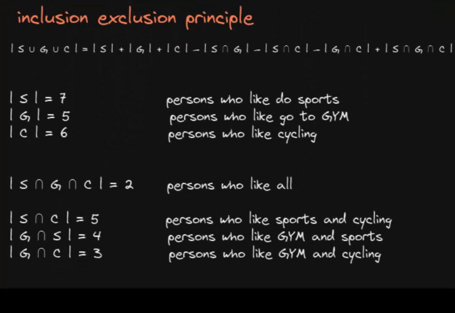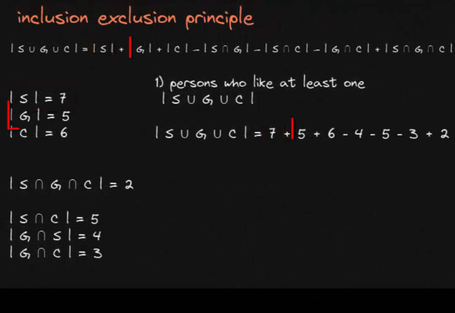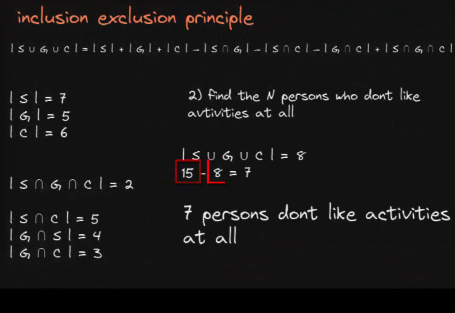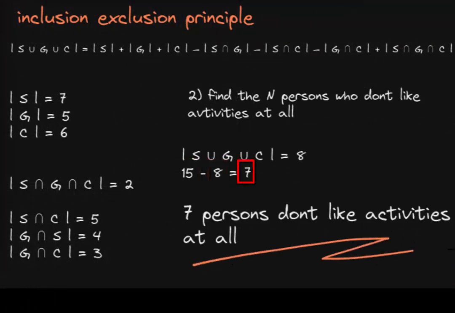Among other ways to solve this, we found that the data fits into the inclusion-exclusion principle, and the persons who like physical activities are the union cardinality. Remember that those right here are not persons, but the times that the related words were found in the answers. Let's apply the principle with the information we have, and there are 8 persons who like at least one activity. Among 15 persons, 8 did name physical activities, so excluding them, we have 7 persons who don't.